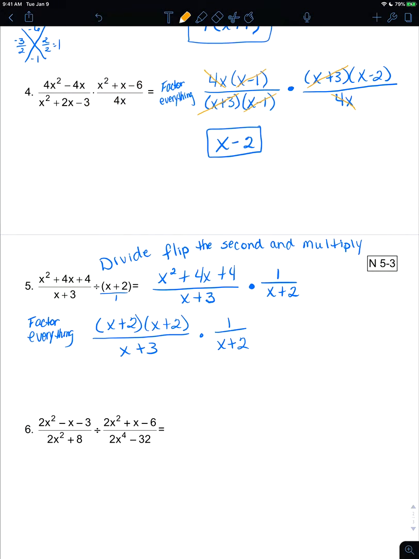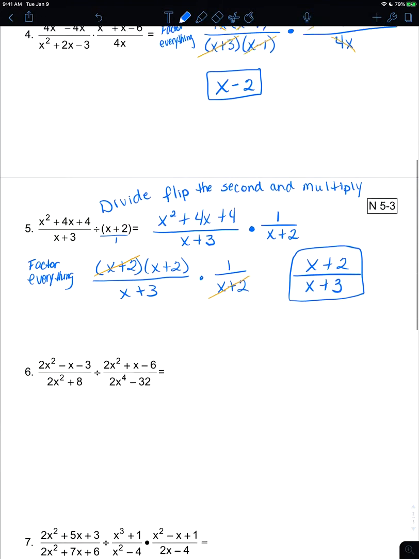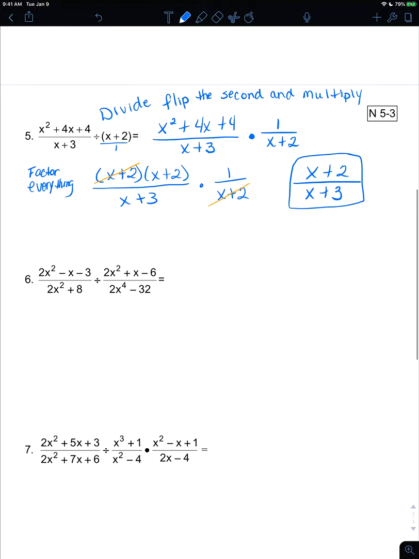So all we can do is cancel out or reduce one of those x plus 2's with the x plus 2 on the bottom. Then we're going to write what's left, which is x plus 2 in our numerator. It's the only thing that's left, because if it's times 1, it's still going to be x plus 2 over x plus 3. And that is your final answer. And those are just beautiful to reduce down to something so simple.